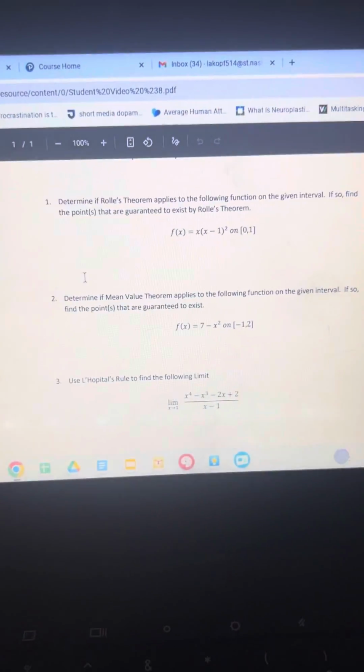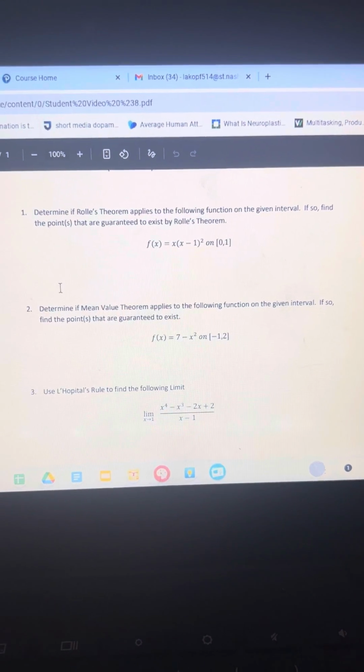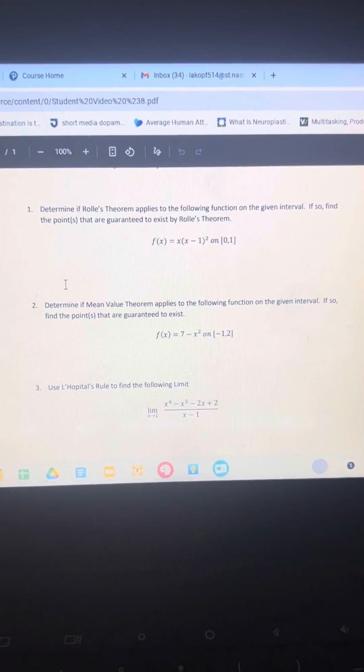So I'll just be doing the first 3 problems that I did for my lab. On this first one, we're trying to figure out if Rolle's theorem applies and then find the points that are guaranteed to exist by Rolle's theorem.